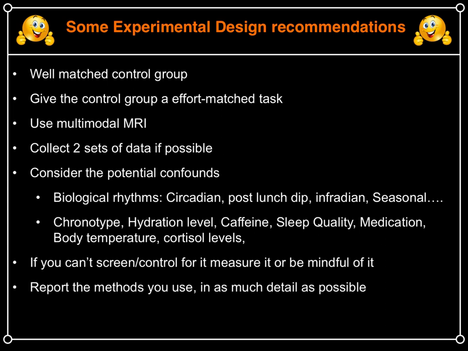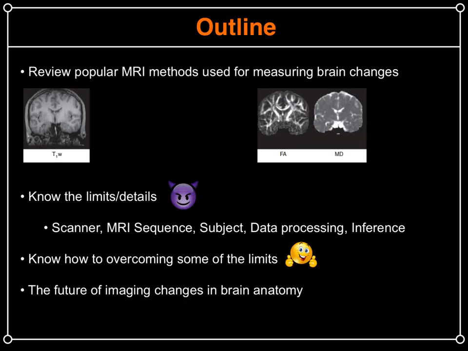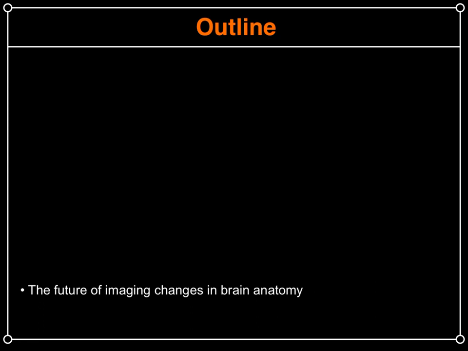Also, it's worthwhile to report the methods you use in as much detail as possible. So what I've done so far is, we reviewed the popular MRI methods, went over the limits and the details of scanner-related factors, sequence-related factors, and so on. And I've also walked you through how to overcome some of these limits. And now I'm going to briefly talk about the future of imaging changes in brain anatomy.